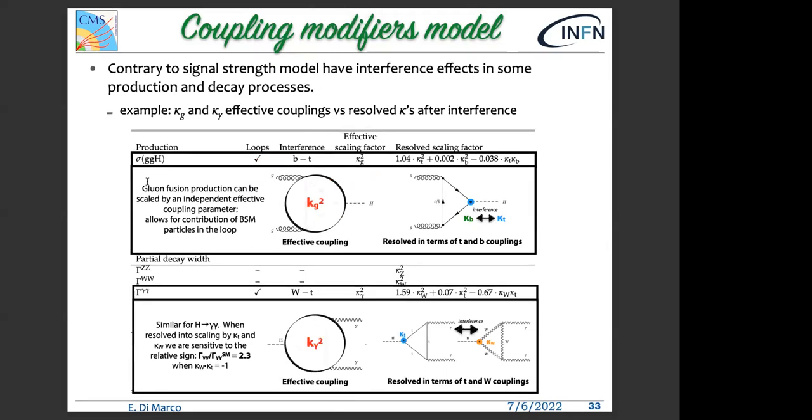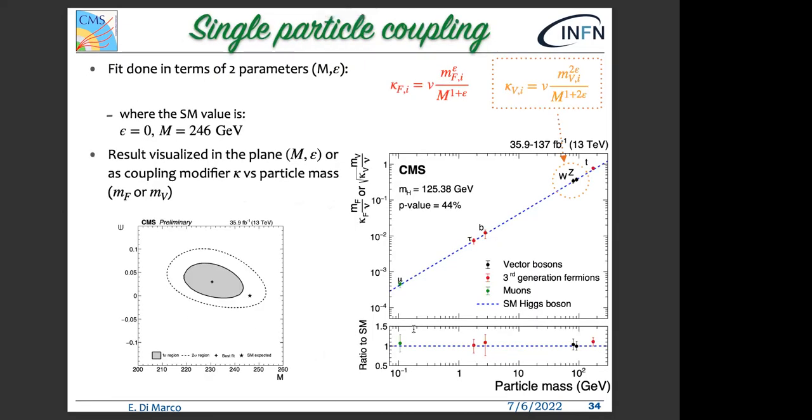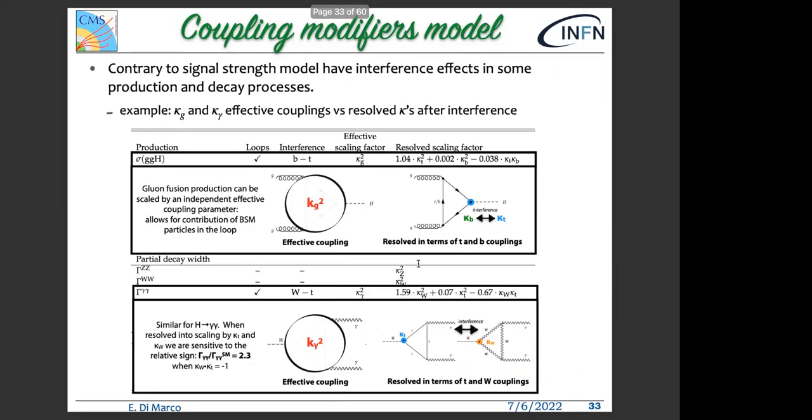So it is important to do the fit, the interpretation of the results, also in this framework. I will not say much because it's complicated stuff, but just to say that, for example, you have an effective coupling in gluon fusion production, which is proportional to kappa squared, okay? But then this can be resolved. So if you have an interference term, you can resolve, for example, the coupling to the top from the coupling to the B through the interference term, okay? And this is what you always see in plots like kappa B versus kappa F, and this is what we now use in the combination fits, okay?